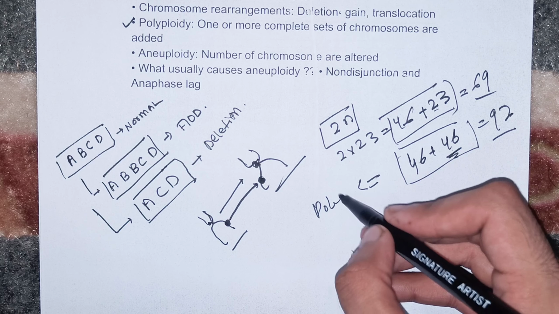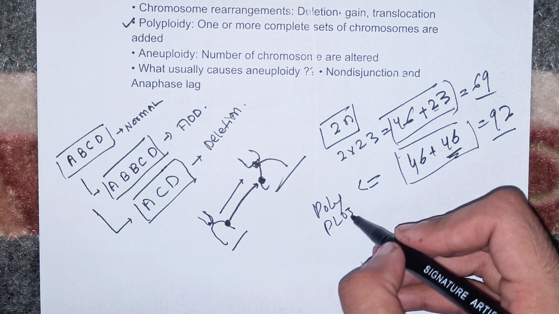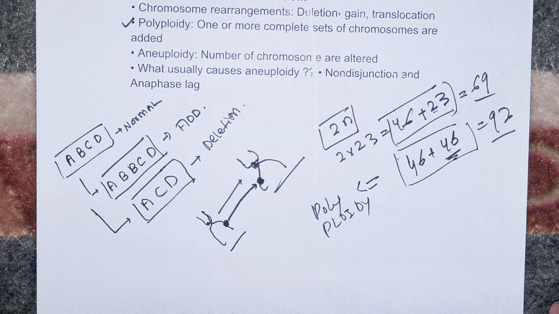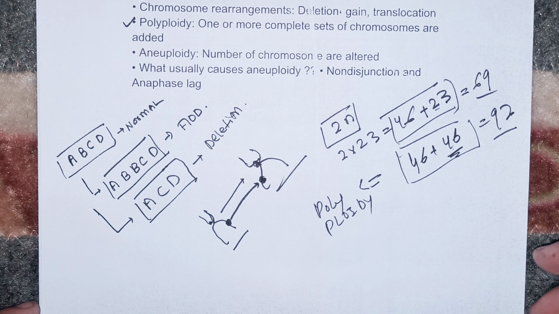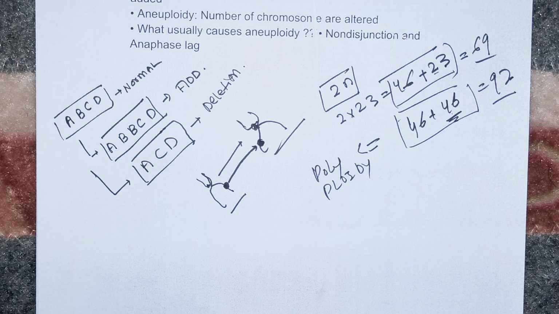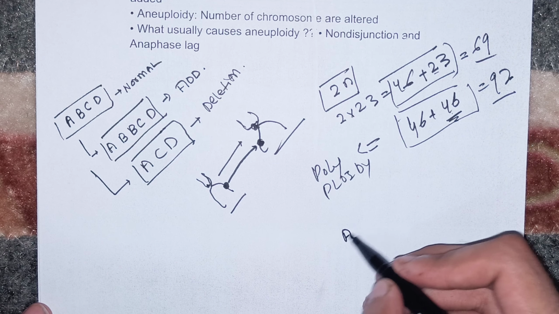I hope you are clear with this, polyploidy. Now if I come to aneuploidy, aneuploidy is not related to the addition or deletion of a complete set. It is related to a change in the number of chromosomes, only a single chromosome, one or two chromosomes. So for better understanding of aneuploidy, let me show you here. What is aneuploidy, beta?